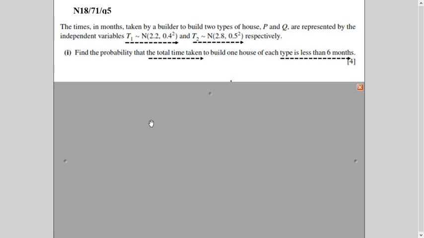So let's have a look at the question. What we have seen in the formulas, now we will see the application. Two random variables are T1 and T2, representing the time in months taken by a builder to build two types of houses, P and Q. This is about house P timings and this is about house Q timing. You have to find the probability that the total time taken to build one house of each type is less than 6 months.